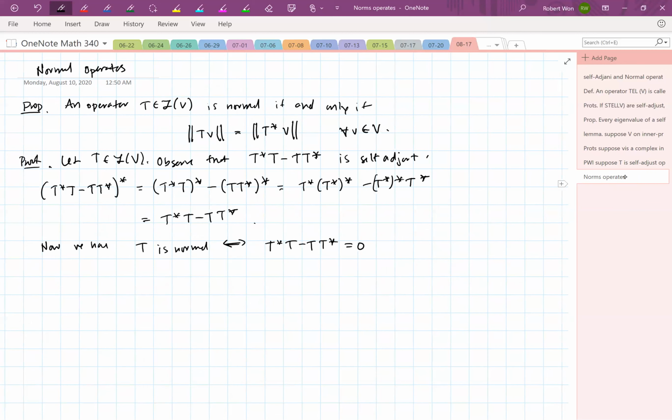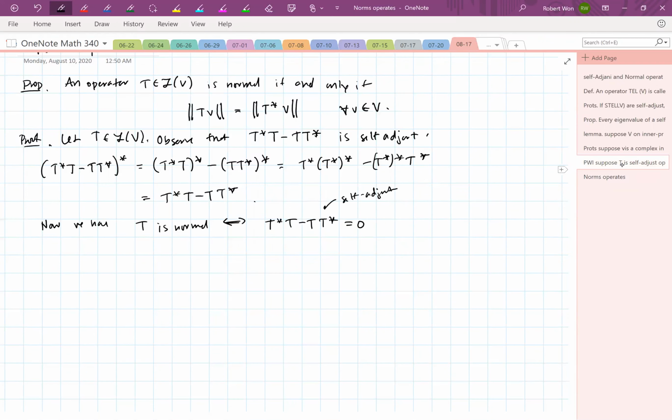So let's go back to this. An operator is normal if and only if TV and T star V have the same norm for every vector. Now again, we said that this operator T star T minus T T star is always a self-adjoint operator. So T is normal if and only if T star T minus T T star equals 0. But now this is self-adjoint.